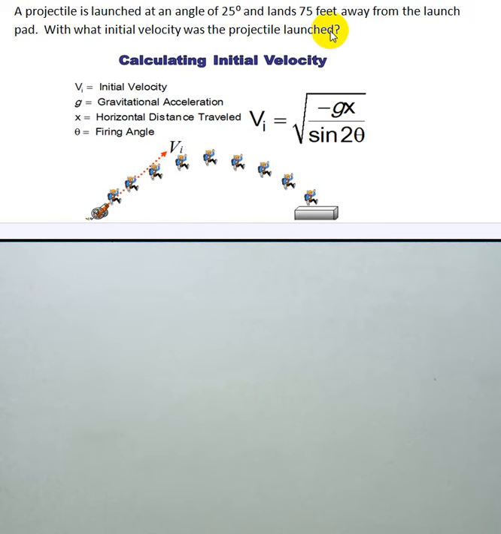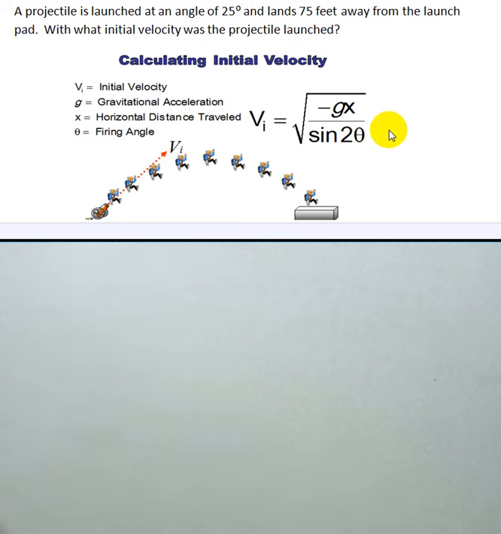So if you'll remember from our PowerPoint video, here is our formula. Initial velocity is equal to the square root of a negative gravitational constant times horizontal distance divided by the sine of 2 times my firing angle. So looking at this formula, I'm going to just plug in my values.